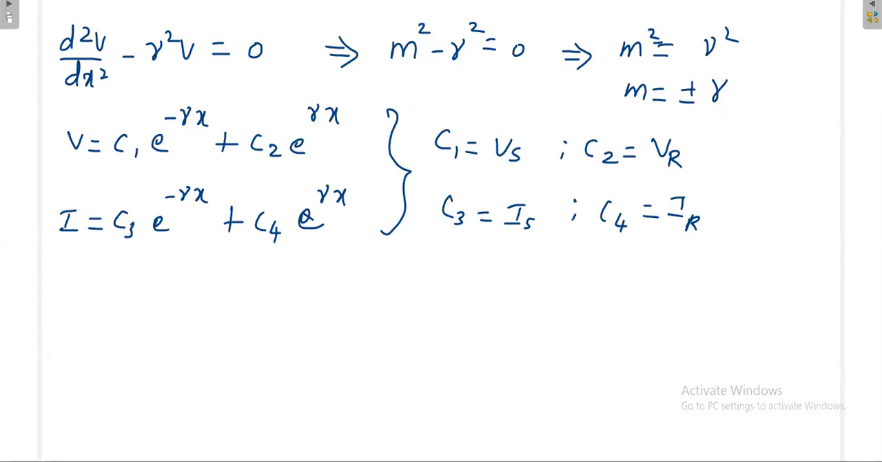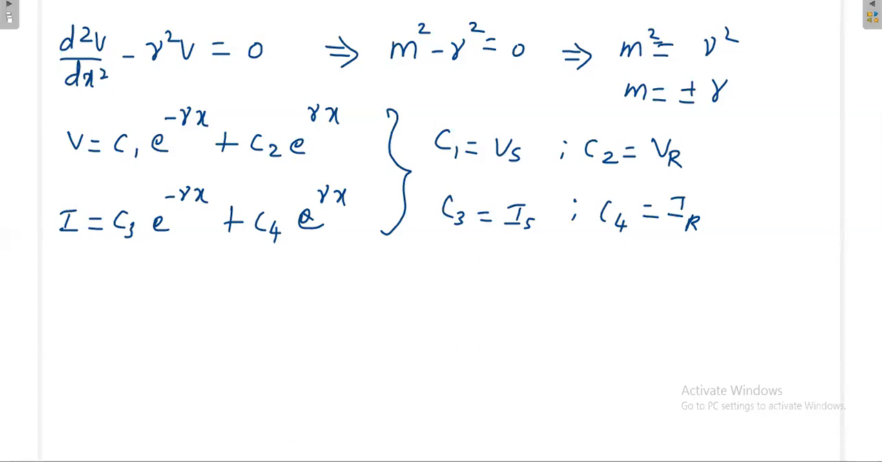Now we have the voltage and current equations. Again, it is a function of gamma, and it is also a function of x. Here x gives you the length of the transmission line. As you go from x equal to 0 to x equal to L, from the sending end to the load end, that variation is given by x.